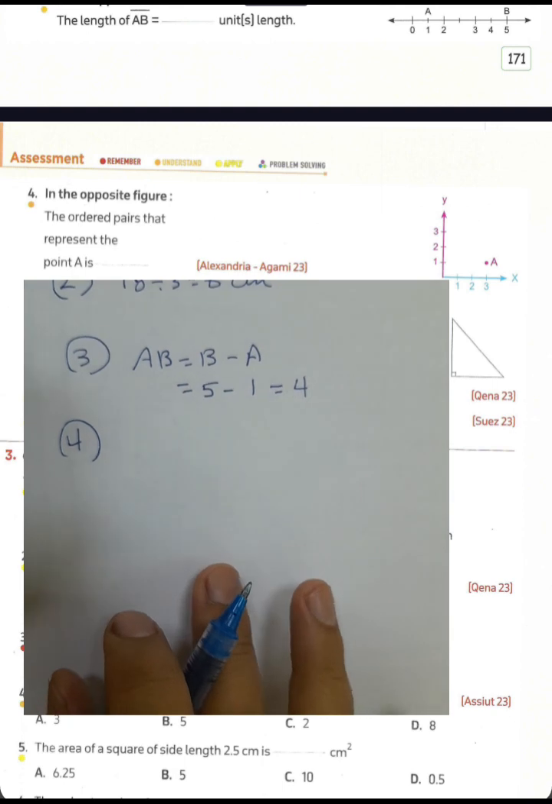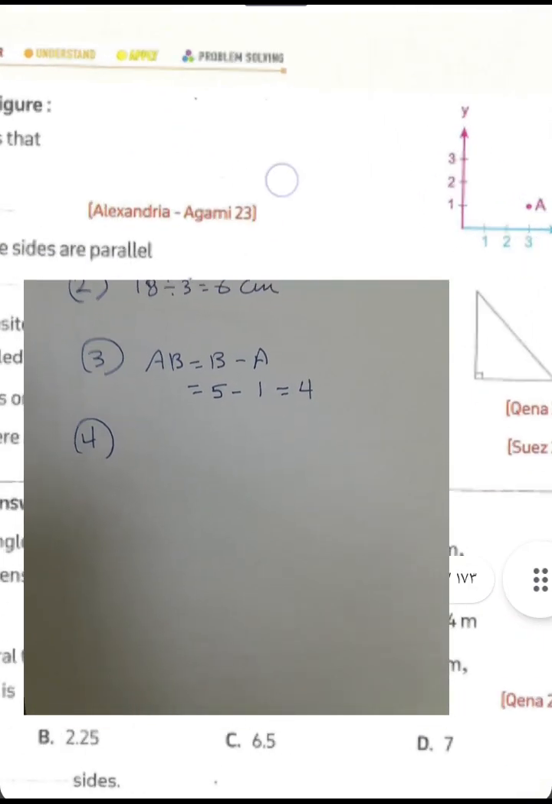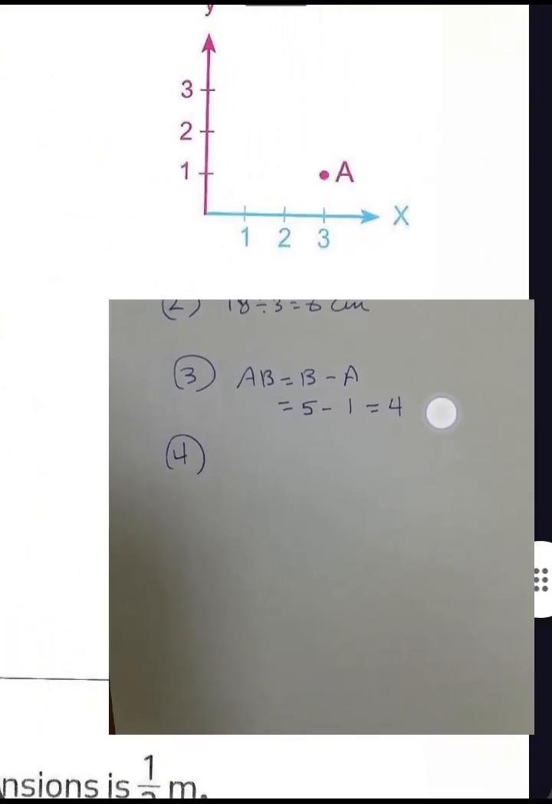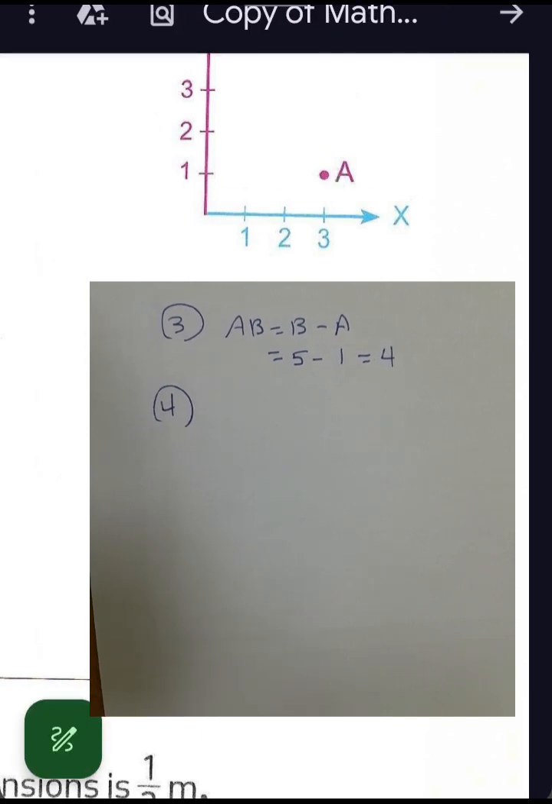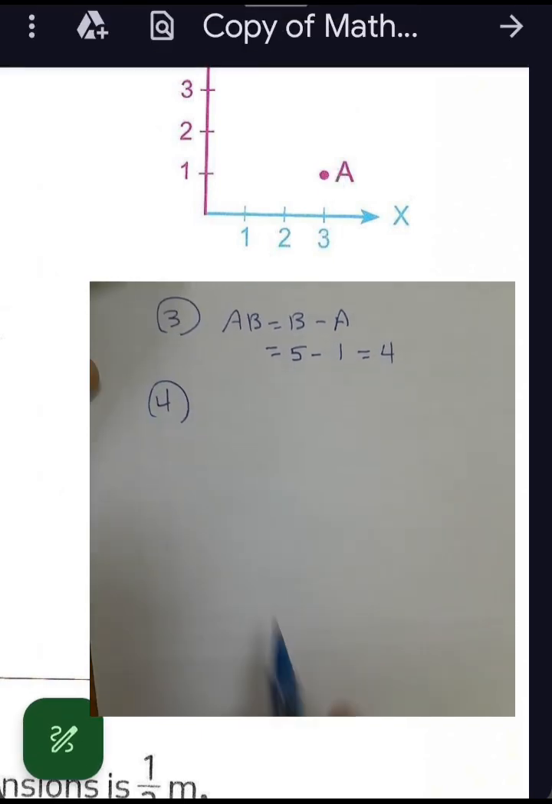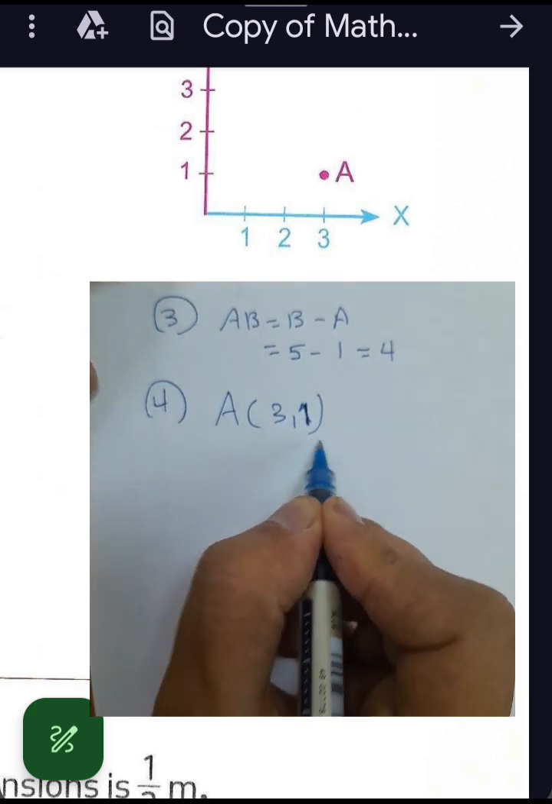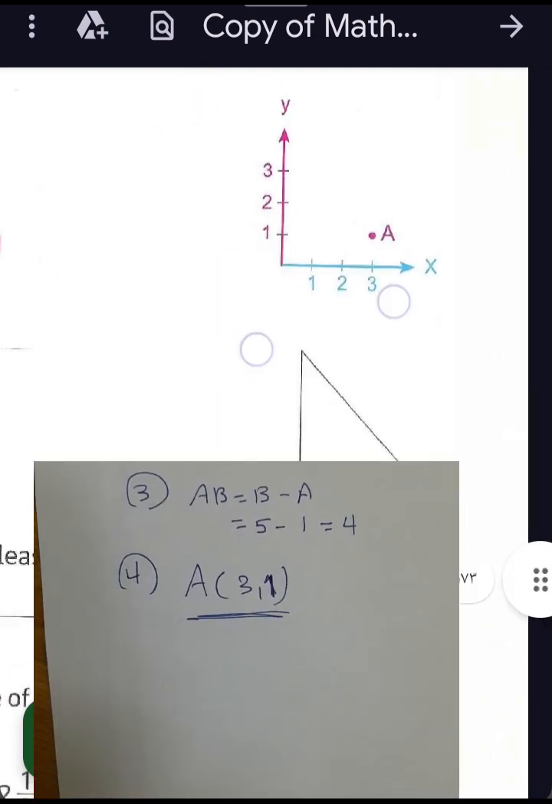Question number 4. In the opposite figure, the ordered pair that represents point A. We can write the ordered pair of point A from the x-axis and y-axis. Look at the x-axis here. This point A has coordinates 3 and 1. The ordered pair of point A is (3, 1).